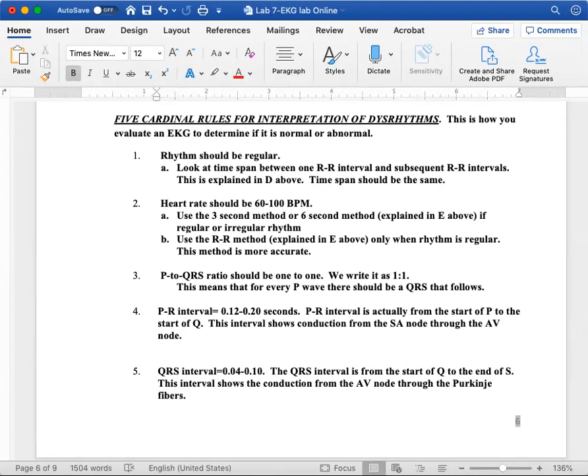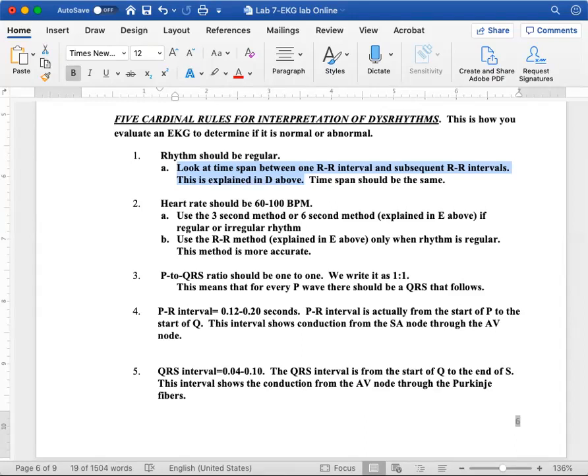When you're looking at an EKG, you're going to be evaluating resting EKGs, right? And patients. The first thing that you're looking for is that the rhythm should be regular. What does this mean? You're going to look at the time span. You don't have to actually measure the time span, but you're going to look at the time span from one R to the next R. And the time span should be the same, okay? You can do this with the caliper.